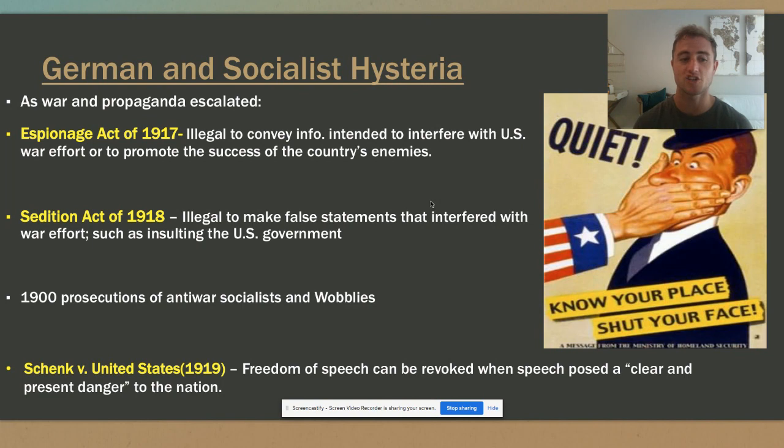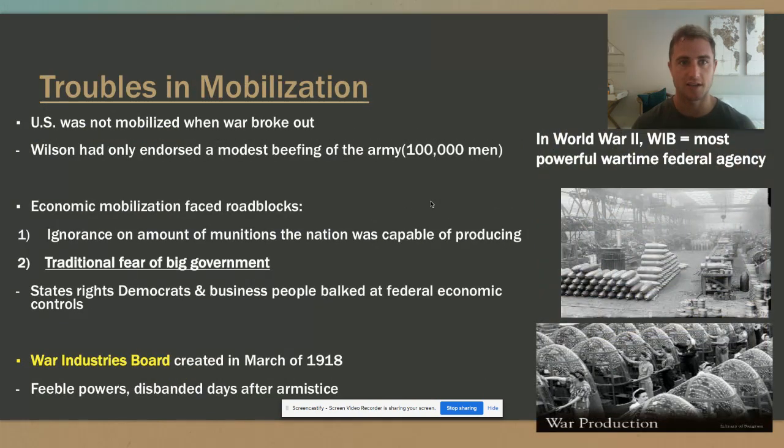The Supreme Court case Schenck versus the United States, this is a big one. It says, yes, these laws are clearly infringing upon Americans' First Amendment rights. However, freedom of speech can be revoked when the speech presents a clear and present danger to the nation. So legally oppressing Americans' rights in this case.